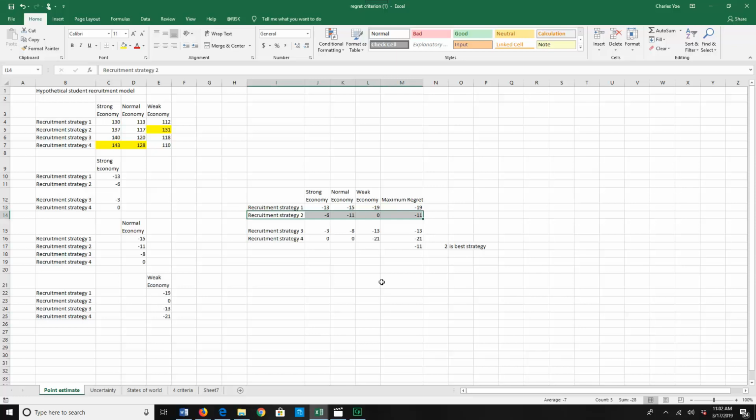In the next video, we're going to take a look at this model where these values here are uncertain.